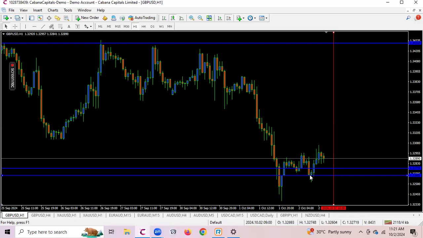Can you see that? That gap got filled. Immediately the gap got filled. You can see the pattern that formed. Can you see the pattern? So this would have been a good entry. Can you see it after the formation of this hammer?